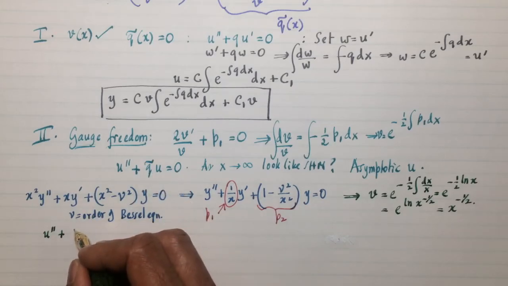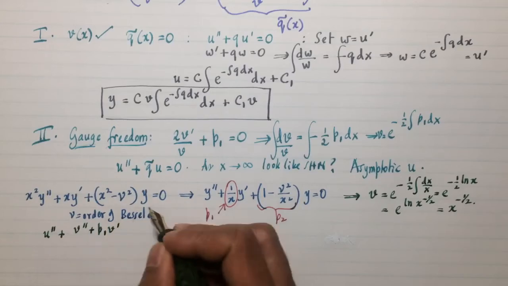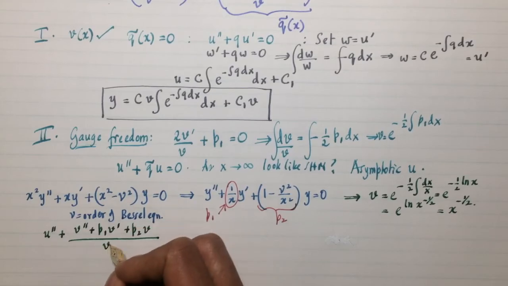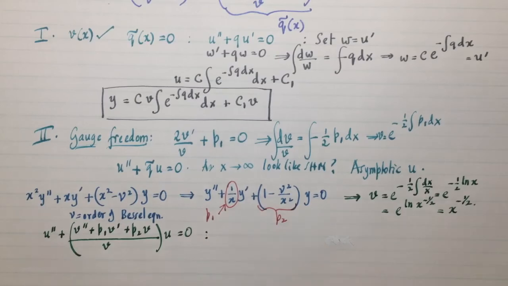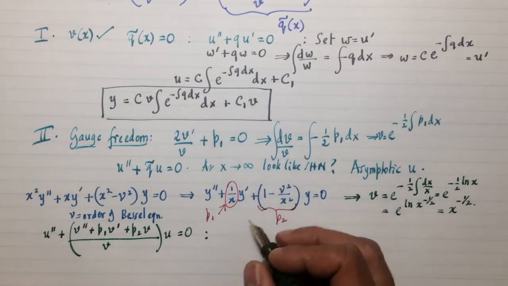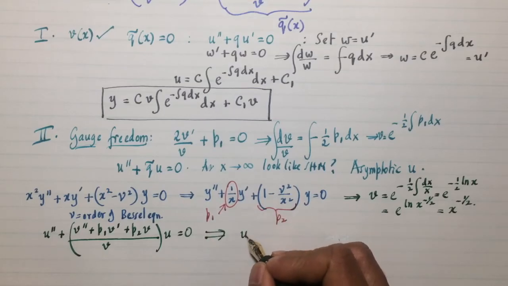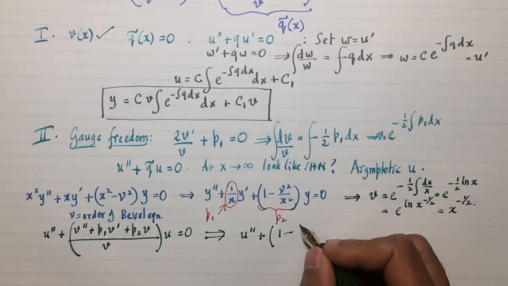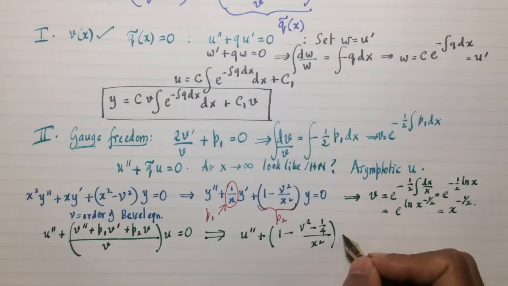Now the ordinary differential equation just becomes u double prime plus q tilde u equals 0, and q tilde is all this stuff here. It's (v double prime plus p1 v prime plus p2 v) over v, times u equals 0. Now I'll let you read the notes for this, but you'll end up getting the following: u double prime plus (1 minus (nu squared minus 1/4) over x squared) u equals 0.